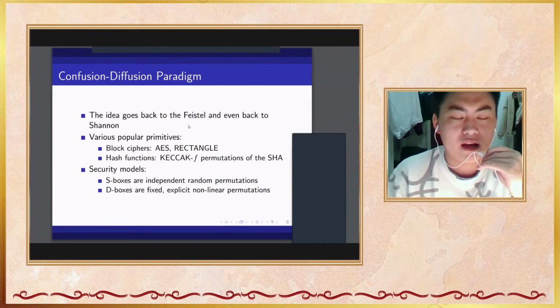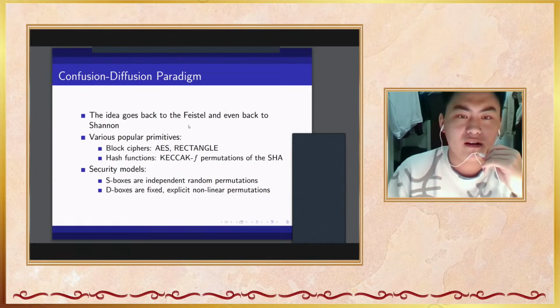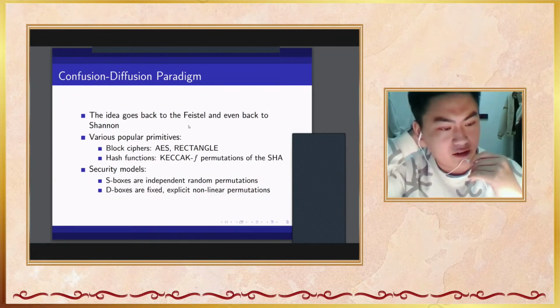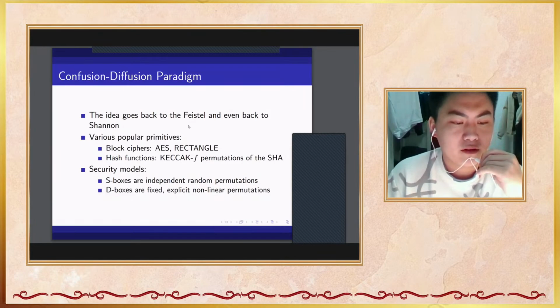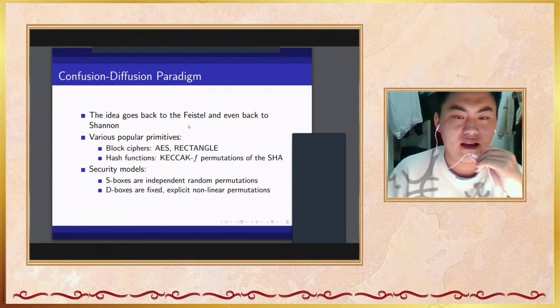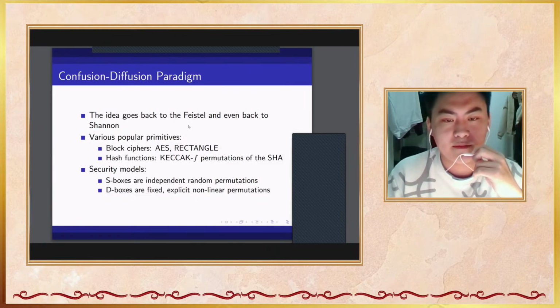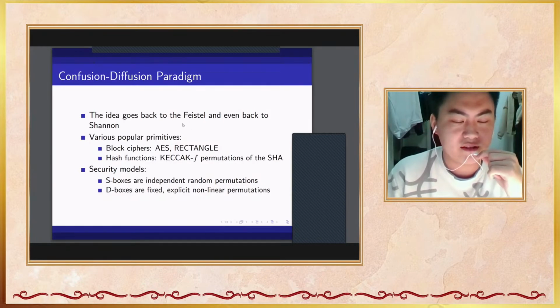SPN fits into the confusion diffusion paradigm. The substitution can be viewed as confusion, while the permutation is viewed as diffusion. The idea goes back to Feistel and even back to Shannon. Various popular primitives have been built upon this, such as block ciphers like AES and Rectangle, and also hash functions such as the permutation of SHA. We consider the S-boxes as independent random permutations, while the D-boxes are fixed explicit permutations.